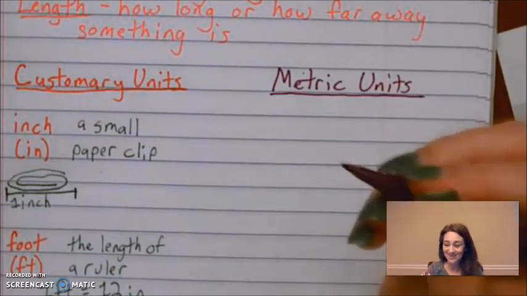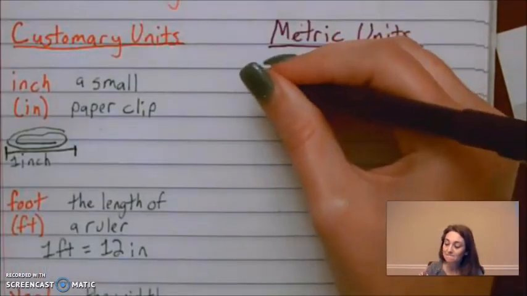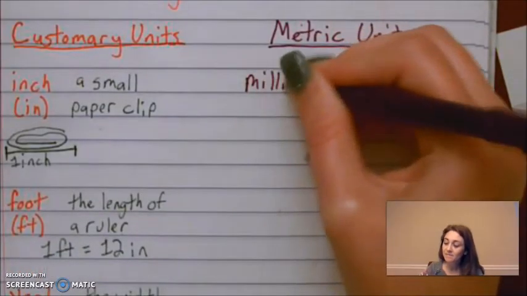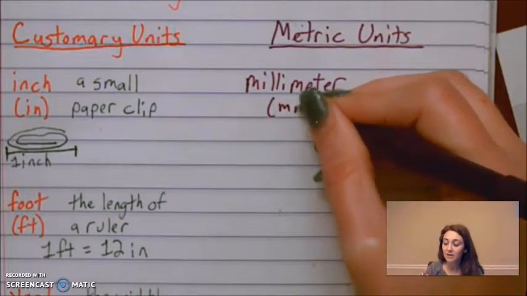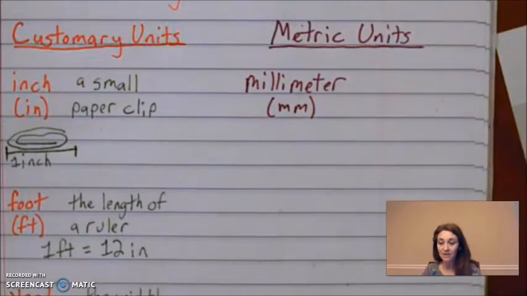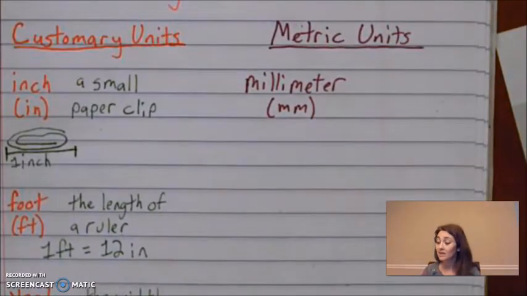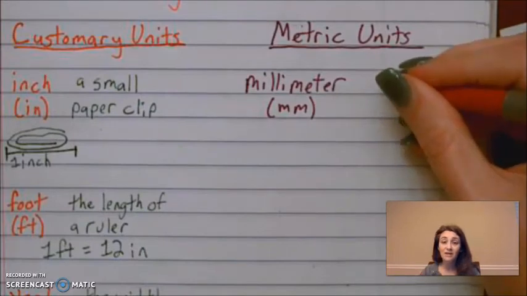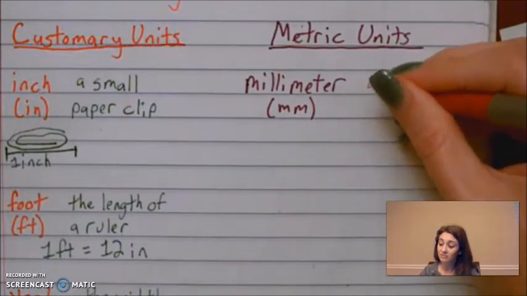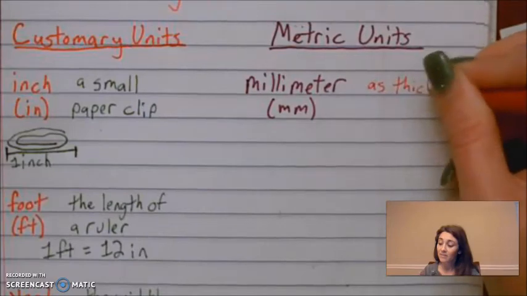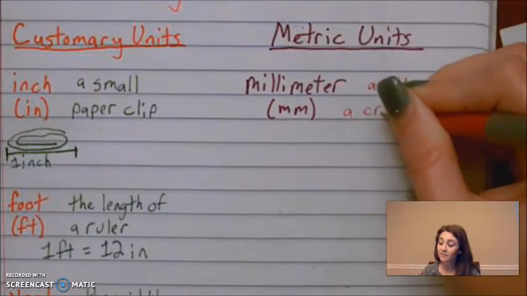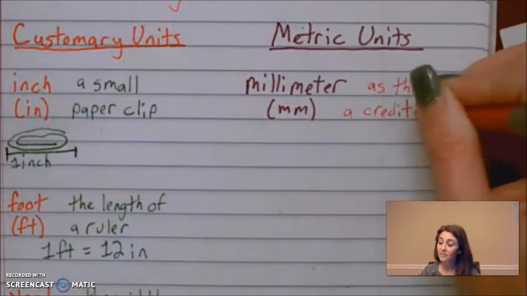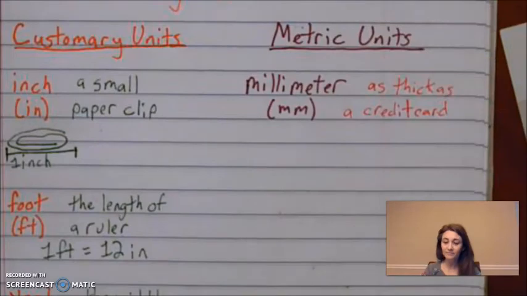Okay, now the first one we're going to talk about is a millimeter. The abbreviation is MM, pretty simple. And a millimeter is really tiny. It is about the thickness of a credit card. As thick as a credit card. Pretty tiny.